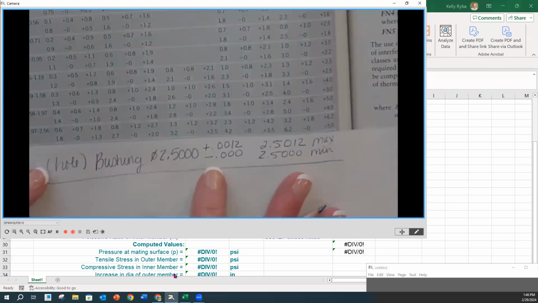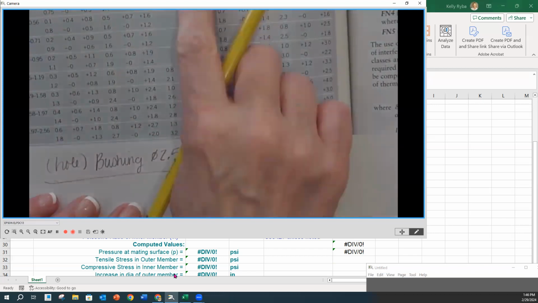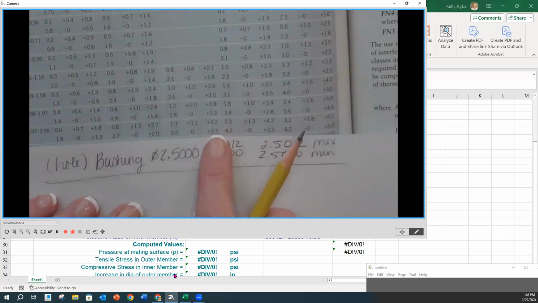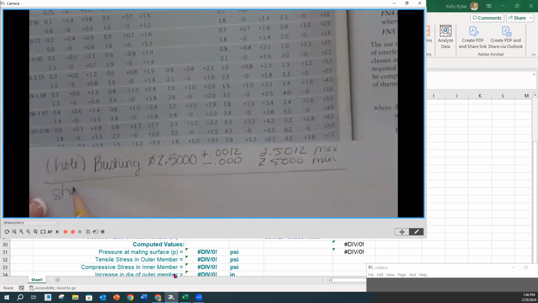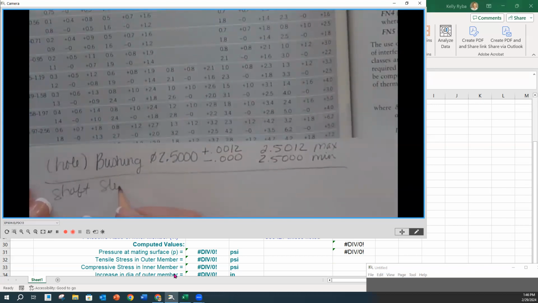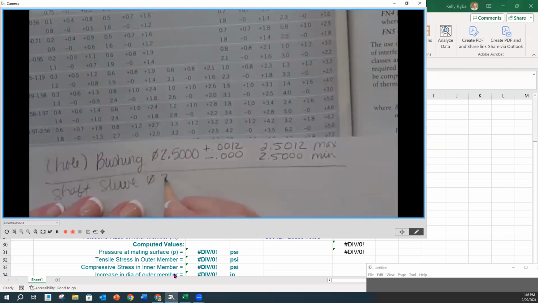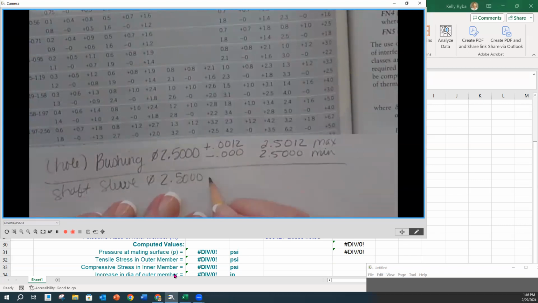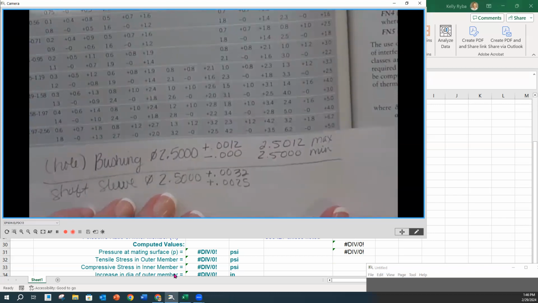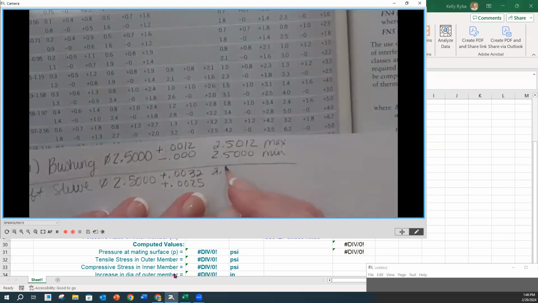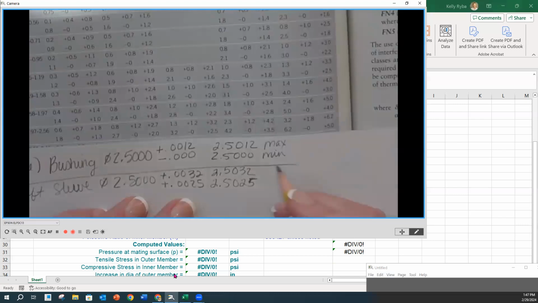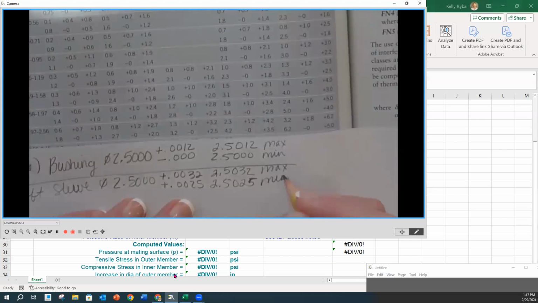Now we're going to do the shaft. The shaft is going to be this column right here, and it's going to be these two numbers. So on our shaft, and this is going to be our sleeve, diameter again of 2.5000. So this is going to be plus 0.0032 and a plus 0.0025. So the limits then are going to be 2.5032 and 2.5025. This would be our max, and this would be our min.